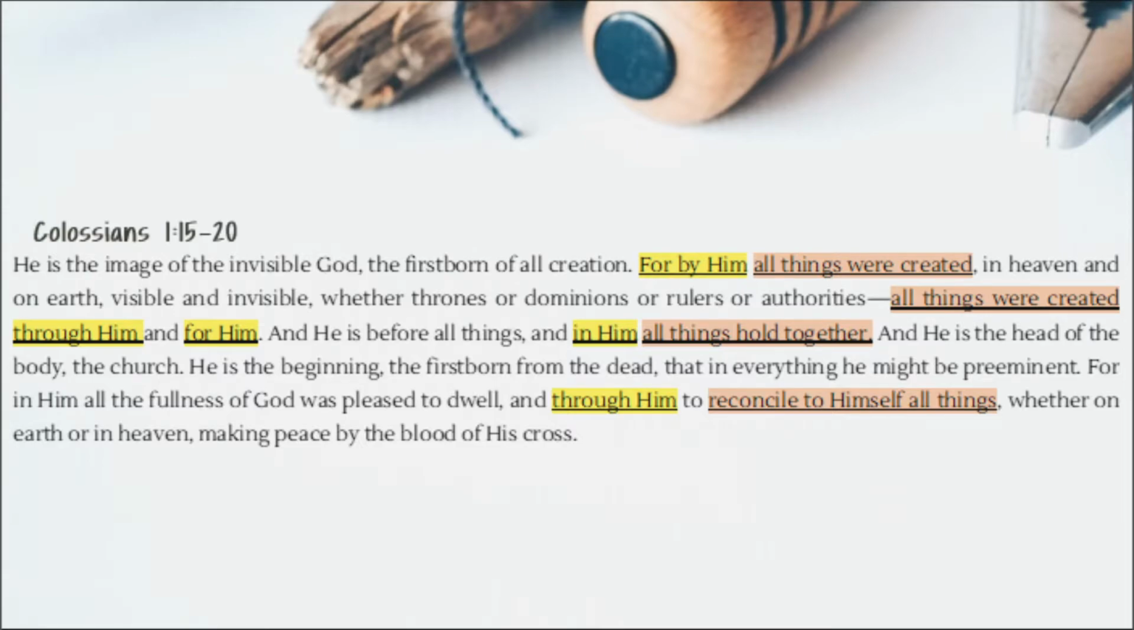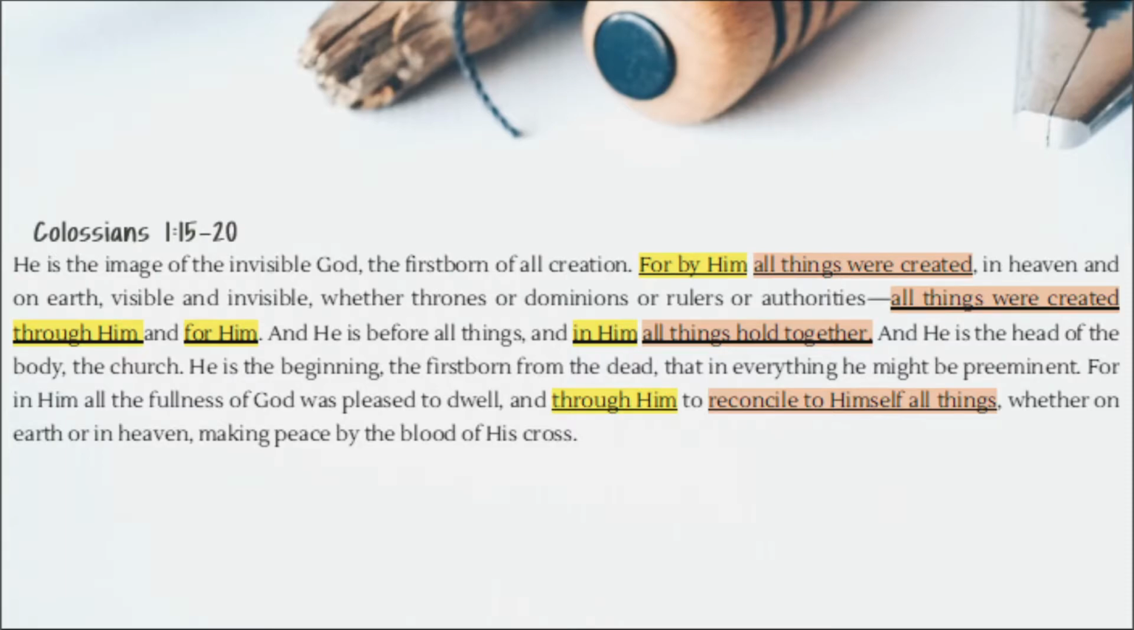So you have for him, by him, through him, in him. Right? They're all different Greek words. They're all different prepositions, I think is the correct word. You guys have no idea, I don't even know, it's just a word to me. So by him, through him, in him. Do you see how these are all different? In him, through him, for him. They're all different.